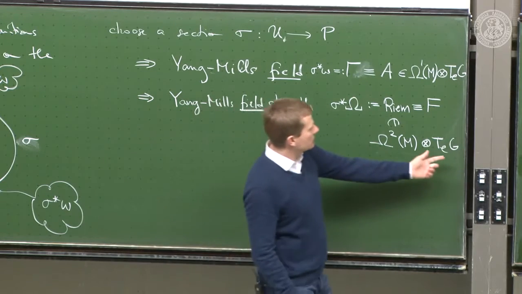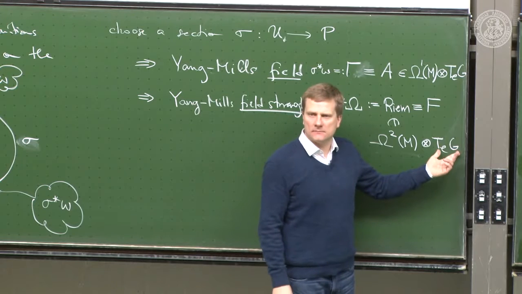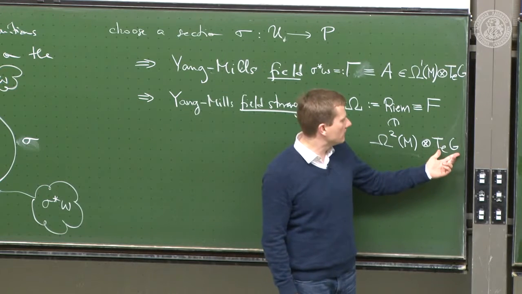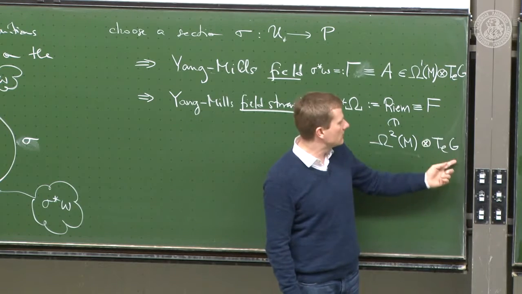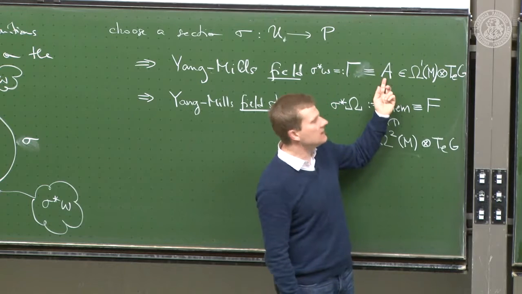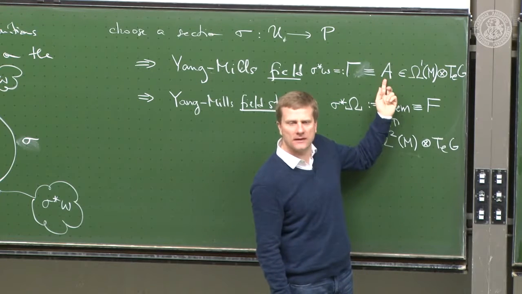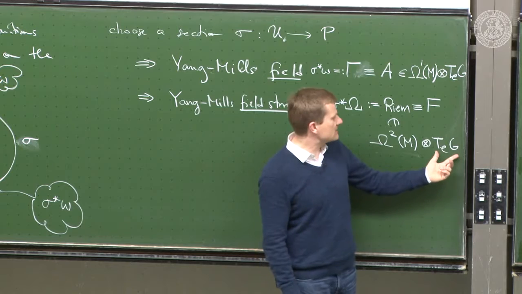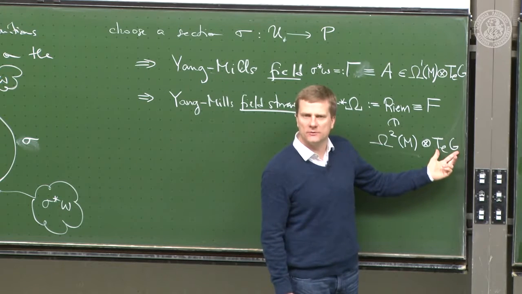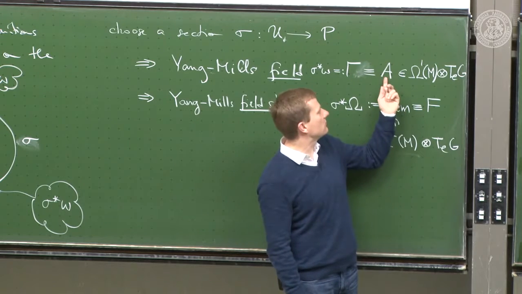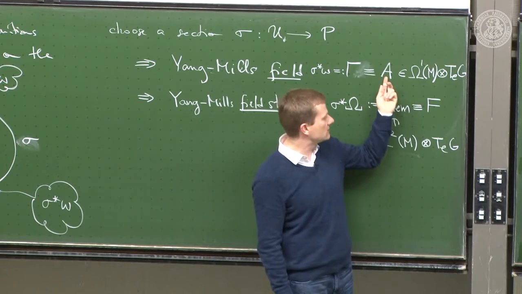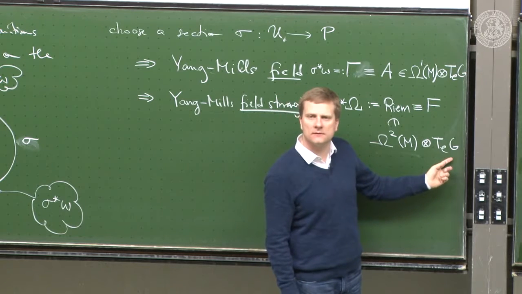If the Lie algebra is abelian, like for instance U1, then you have an abelian F, an abelian field strength, okay? Or here an abelian field, right? That's electrodynamics. If this is a non-abelian, so non-commutative Lie algebra, then we would call this a non-abelian gauge field, and so on, okay?